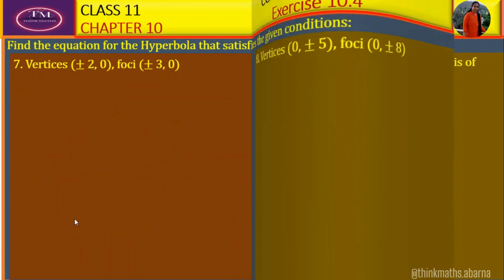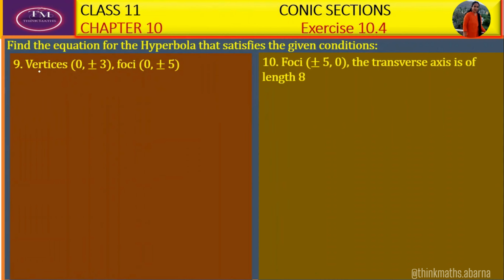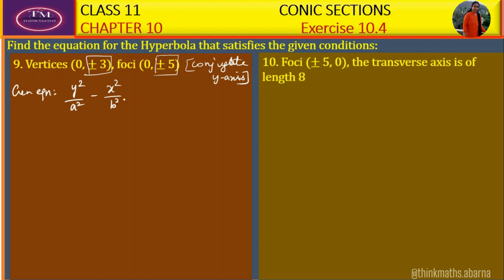So moving on to the next one, the ninth one. Here also vertices and foci are given. If you check, vertices and foci are in y coordinate, so the transverse axis is the y-axis. If it is on the y-axis, the general equation will be y square by a square minus x square by b square equal to 1. We have to find a and b.